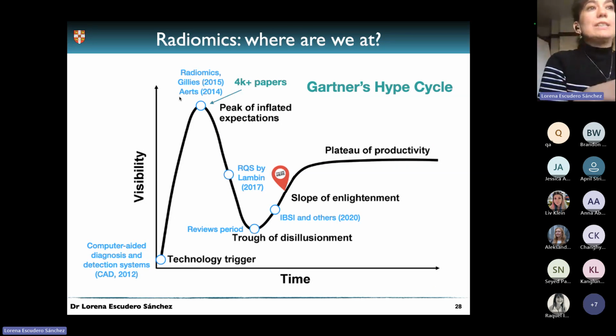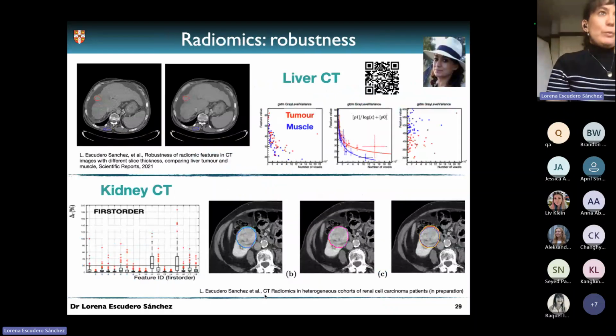But what we found is that it was very difficult to reproduce those papers or to make sense of two different papers, because either they were using very different data sets or very different definitions of those features. So there's been a kind of deep down period, but we are getting out of it. There are a lot of initiatives like IBSI to standardize these measurements, and a lot of activity in this area, which is one I'm particularly interested in: understanding the robustness and reproducibility of these measurements.